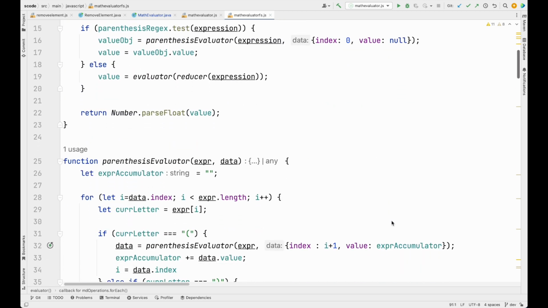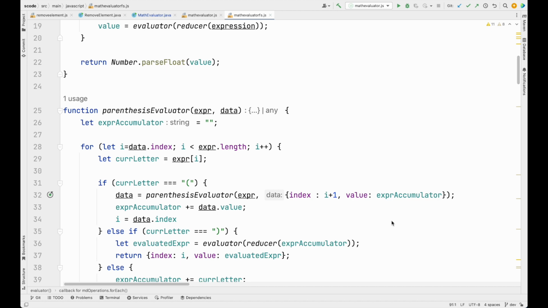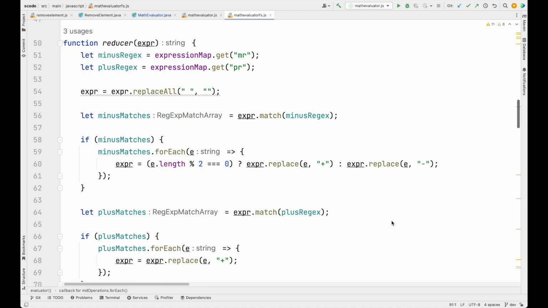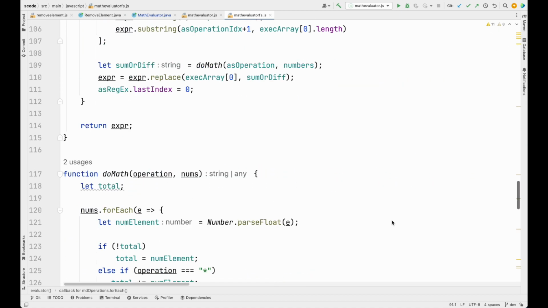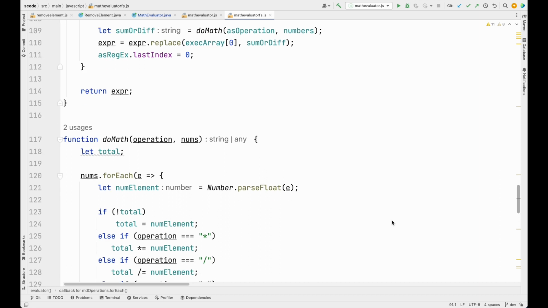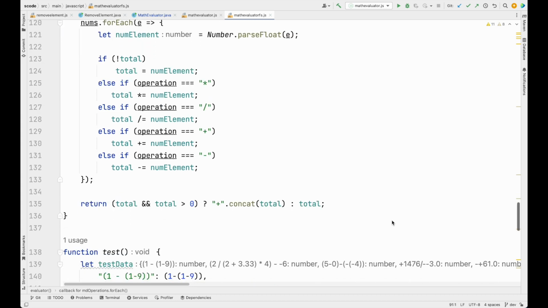Scrolling down here, we see the parentheses evaluator. This is a function that we discussed in our algorithm. Same with the reducer, same with the evaluator, and the very same with do math, except we called it just a basic math function. And we're going to go over all of these in greater detail in just a second.